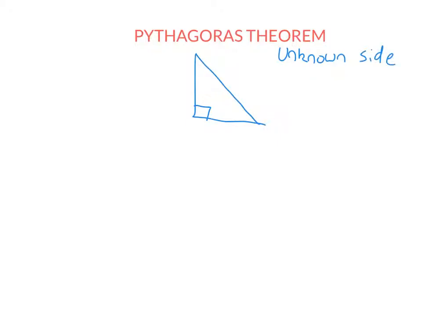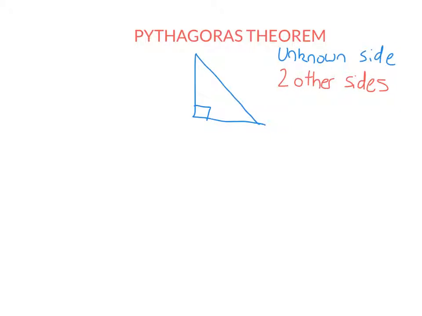So we also found unknown sides of right-angled triangles when we did trigonometry. To use trigonometry to find an unknown side, you need one angle and one other side. To use Pythagoras' theorem, you find an unknown side when you know the other two sides. So you use it in different circumstances to trigonometry. So we need to know two sides and we can use that to find the other side.